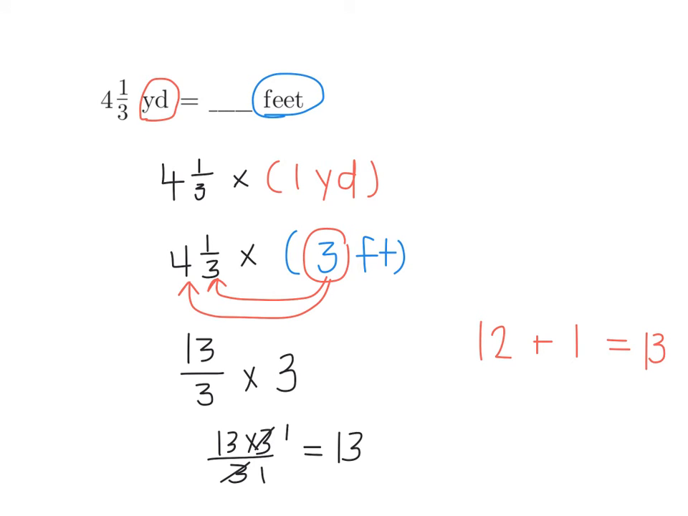So we have to decide for ourselves, is it easier to convert to an improper fraction then multiply, or is it easier to use the distributive property? Okay, and it might be different in each case. But in any case, what's the answer? 13. So that means that 4 1/3 yards is the same as 13 feet.